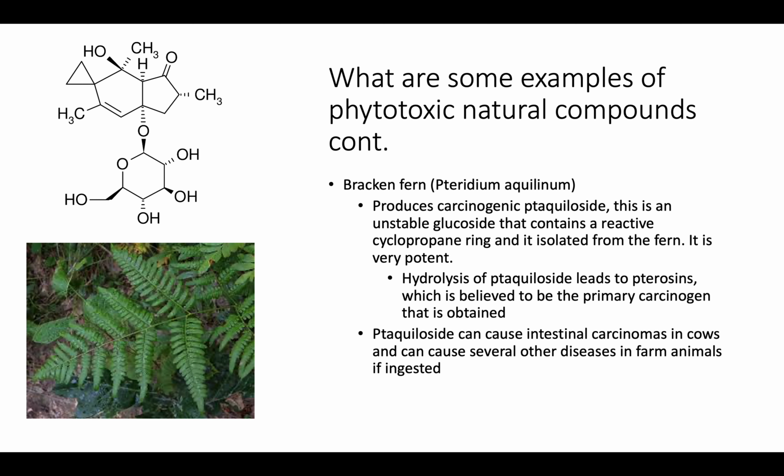Another example is the bracken fern. It produces carcinogenic ptaquiloside. This is an unstable glucoside that contains a reactive cyclopropane ring and is isolated from the fern. It is a very, very, very potent phytotoxic natural compound. So, this hydrolysis of the ptaquiloside leads to pterosins, which is believed to be the primary carcinogen that is obtained. This phytotoxin can also cause intestinal carcinomas in cows and can cause several other problems and diseases in farm animals if ingested, which happens a lot because these plants grow where farm animals usually forage.